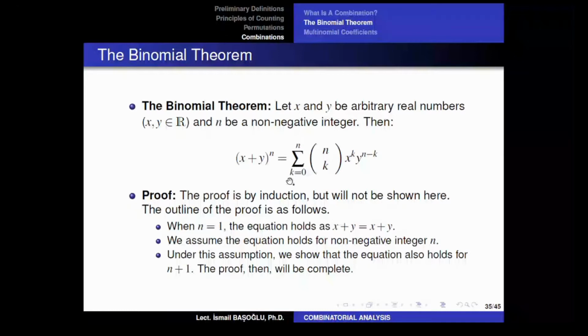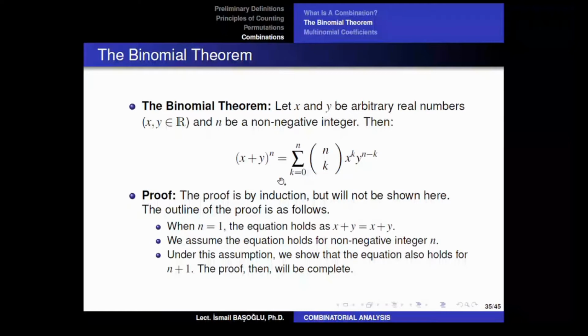So the power of x increases 1 by 1 as the power of y decreases 1 by 1, and always we update with binomial coefficients. Okay. So how do we prove that this equation works? It can be proven by induction.